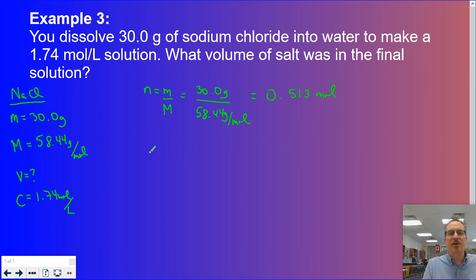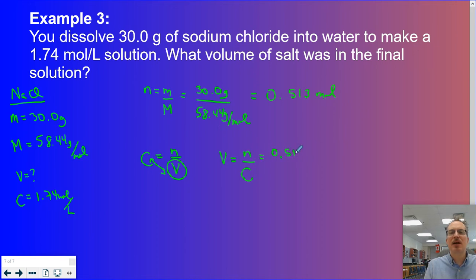We're going to find volume. So my formula is C equals n over V. I am solving for V. Remember, V is in the denominator. Therefore, I have to move it up to the other side, which means I have to move concentration down. So my formula is going to turn into volume equals moles over concentration.